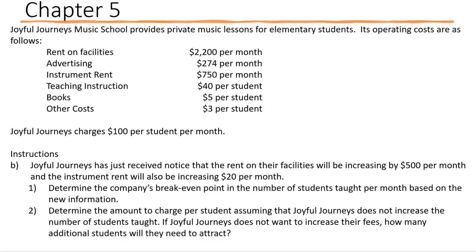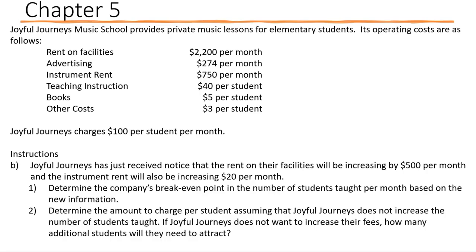Now Joyful has some bad news. They just received notice that the rent on their facilities will be increasing by $500 per month, and the instrument rent will also be increasing $20 per month. So the company has to make some decisions on what they want to do.